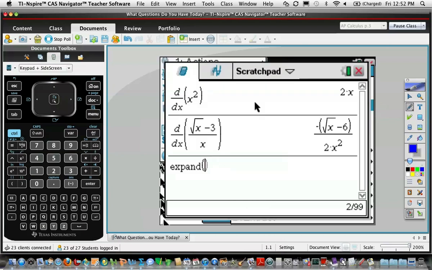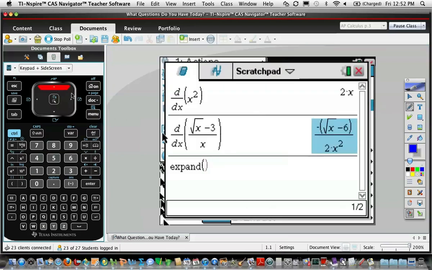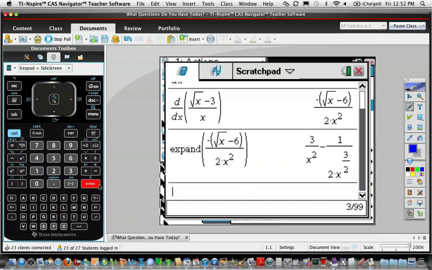If you tell the calculator to expand, and then up arrow so you can capture that answer you just had, hit enter again. Now it gives you that. Okay? Now, it's a little closer, but I'm still not sure I can very easily tell. Let's see, here's 3. This one would be 3 over x squared, so that's this first one. And this is 1 over 2x to the 3 halves, and it's negative. Yeah, it looks pretty good. But it doesn't look exactly the same.